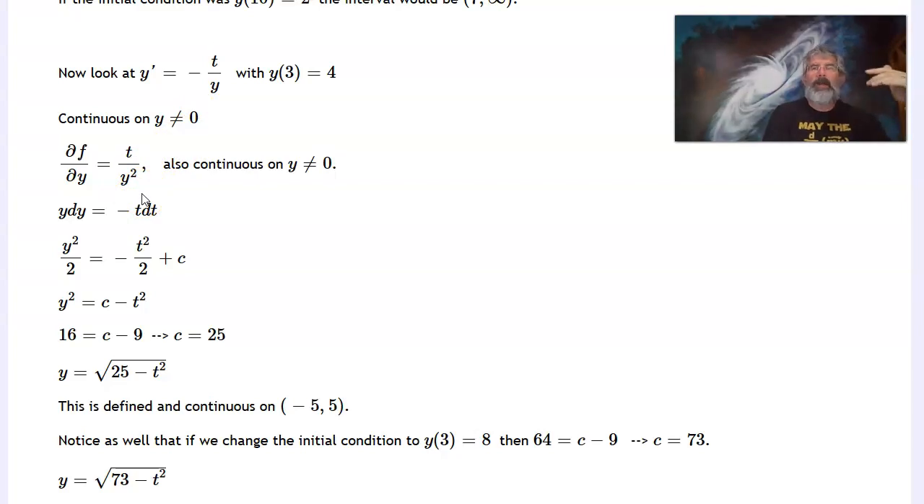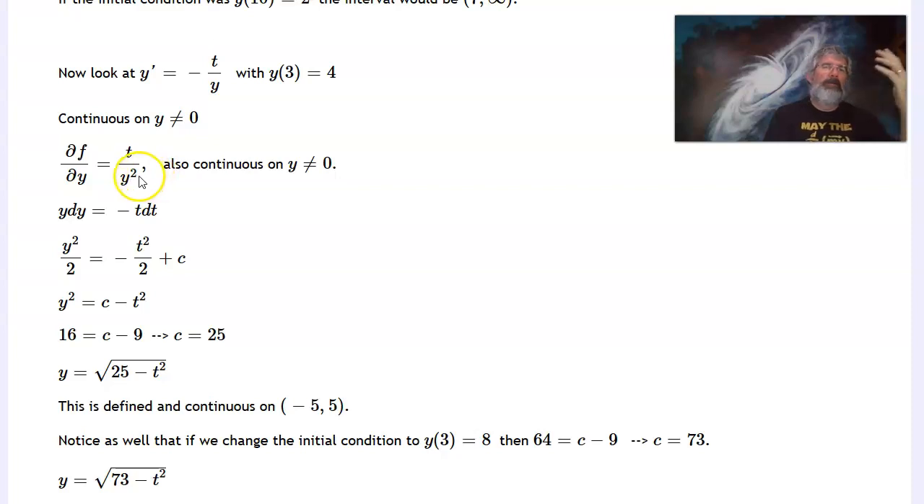So the rectangles where I can be looking are the rectangle which is the top half of the plane or the bottom half of the plane. With my initial condition here with a positive y value, I'm looking at the top half of the plane. That's the rectangle where my function is continuous and its partial derivative with respect to y is continuous. That contains my initial condition, so the top half of the plane.